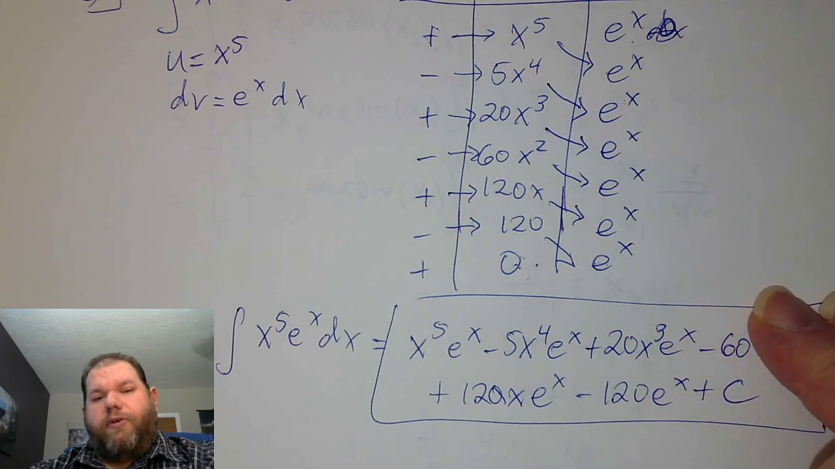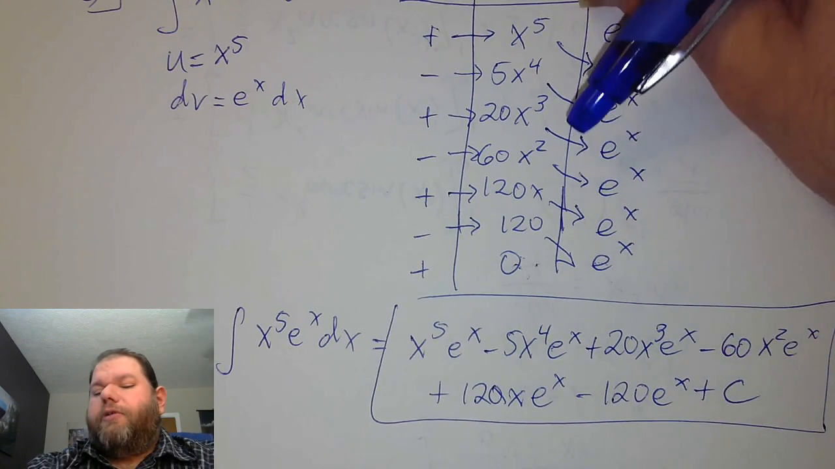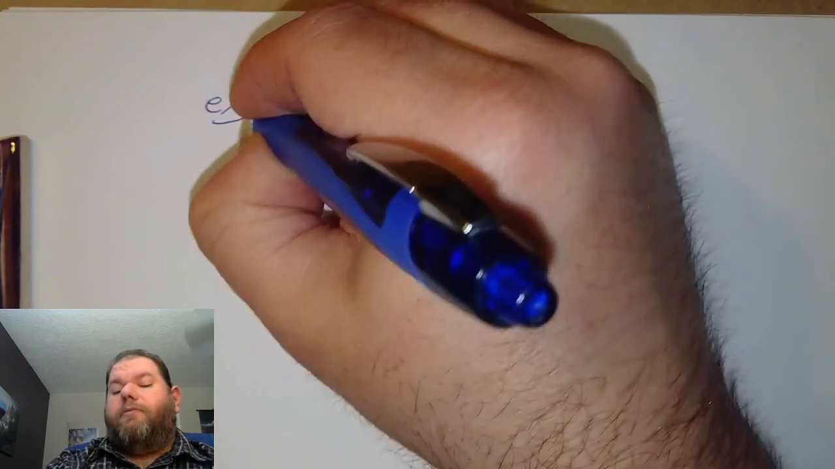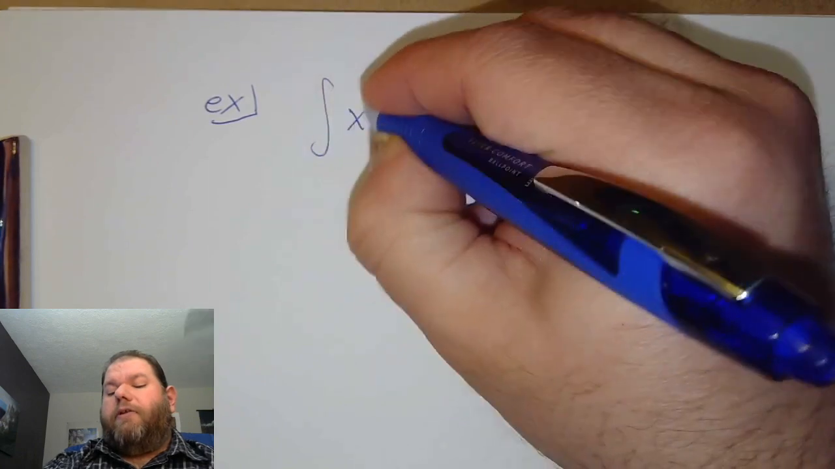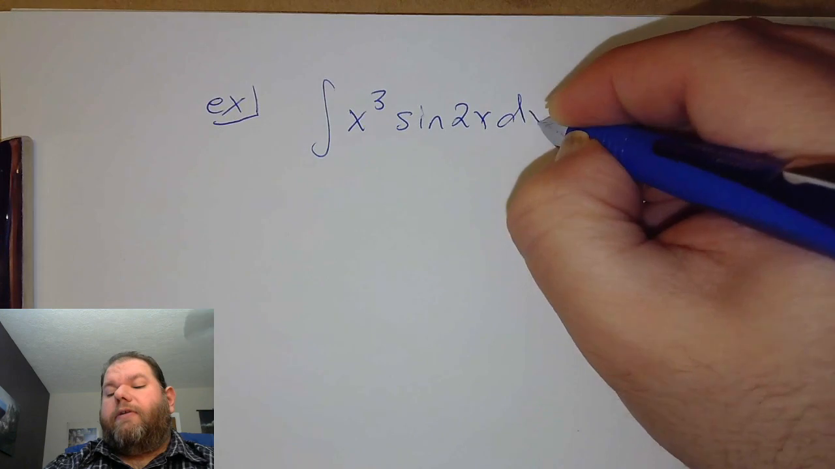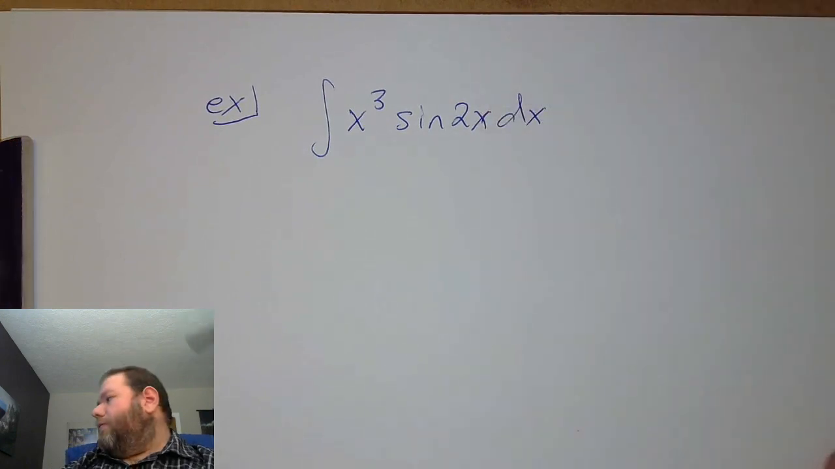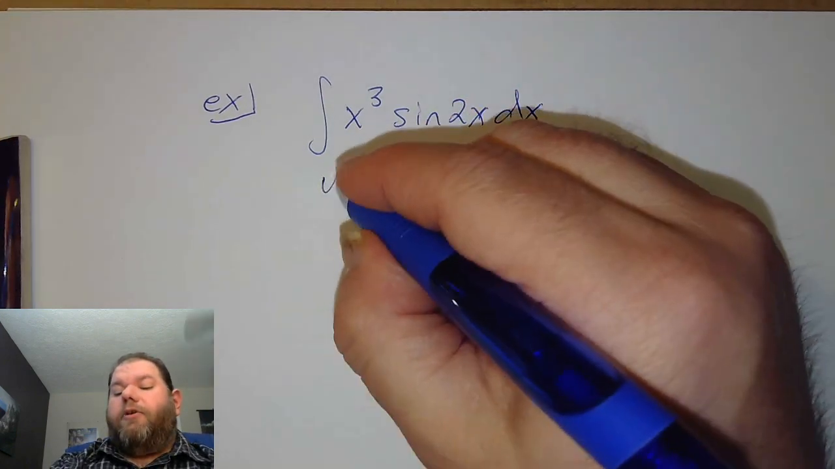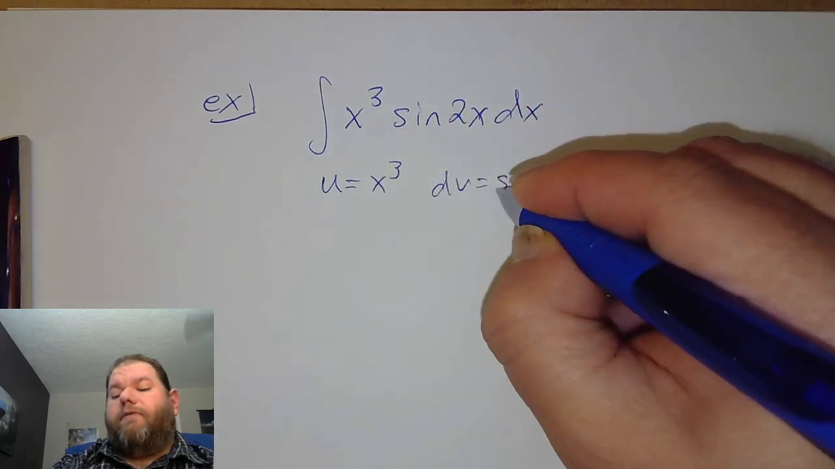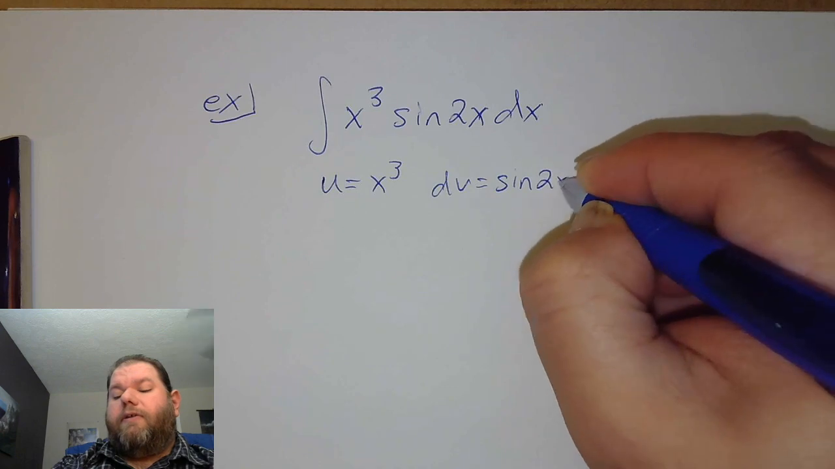Okay. Let's do one more example here, just to kind of make sure we're okay with this. I'll do a shorter one. I won't do x to the 5th. Let's do, for example, integral of x cubed sine 2x dx. Now we know u is going to equal x cubed here, and dv will be the rest of it, sine 2x dx.